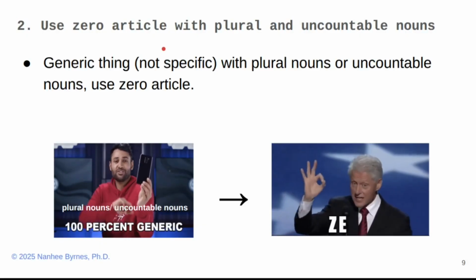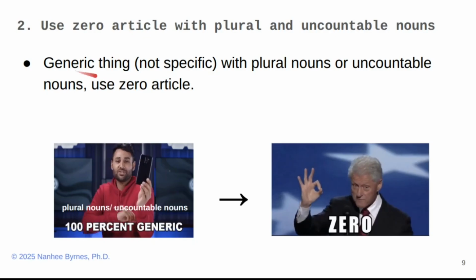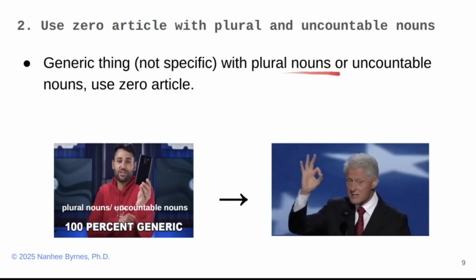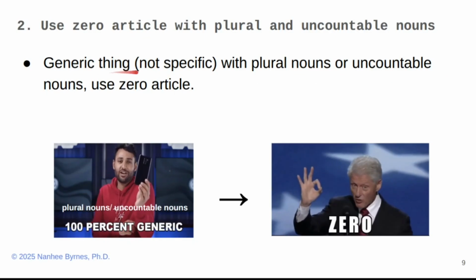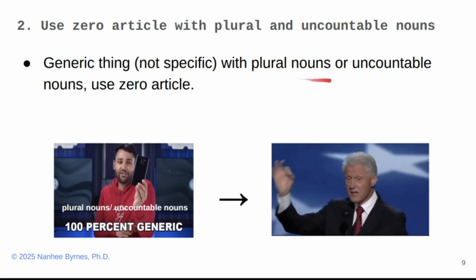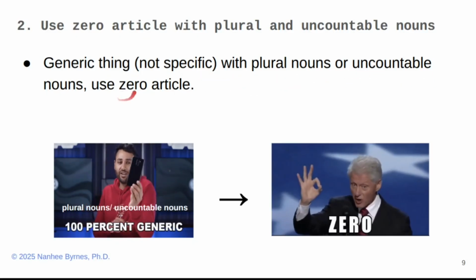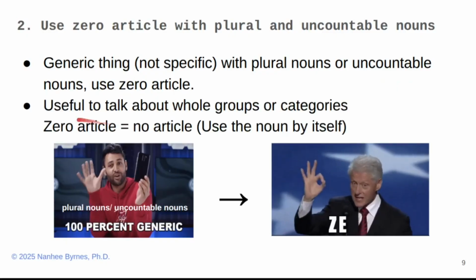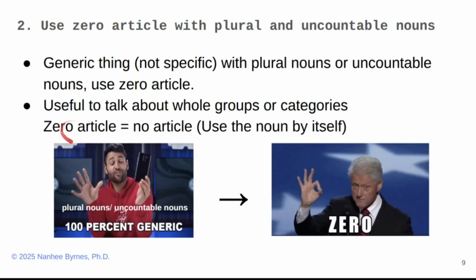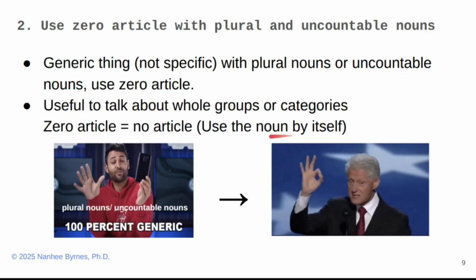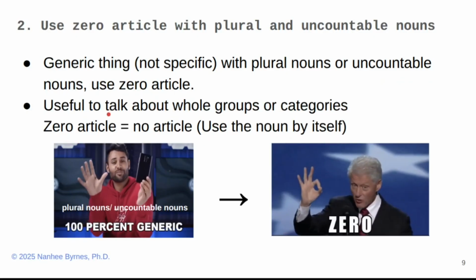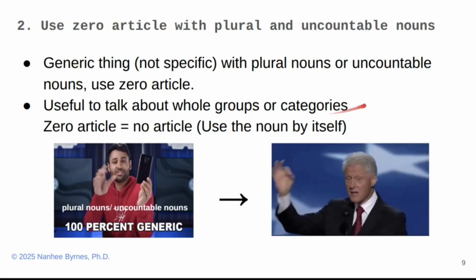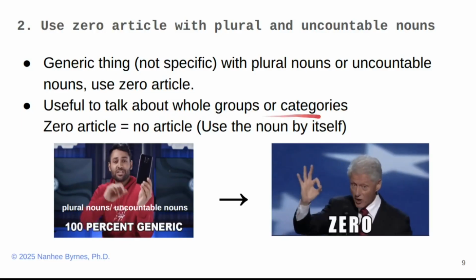In English, when we make general statements about plural nouns or uncountable nouns, we don't use any article at all. This is called the zero particle. That means you simply use the noun by itself. No a, no an, and no the. Let's break this down. First, general meaning with plural nouns.